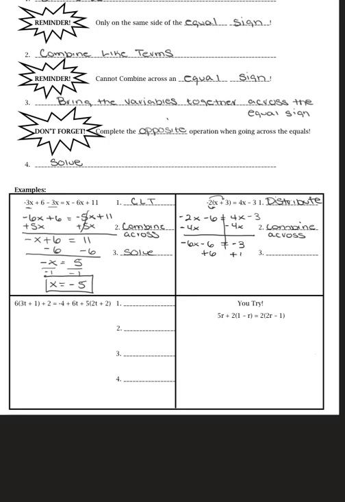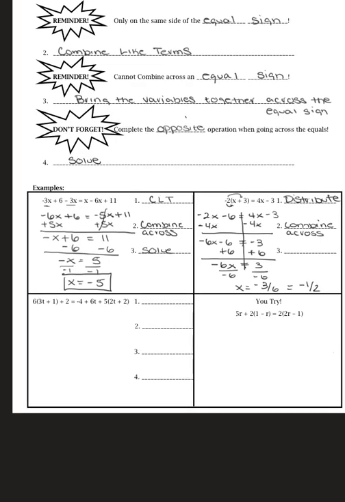I'm going to add 6 on both sides. I get negative 6x is equal to 3. Divide both sides by 6. I get x is equal to negative 3 over 6, which reduces to negative 1/2. And of course, as always, we have to add our last step of solve.